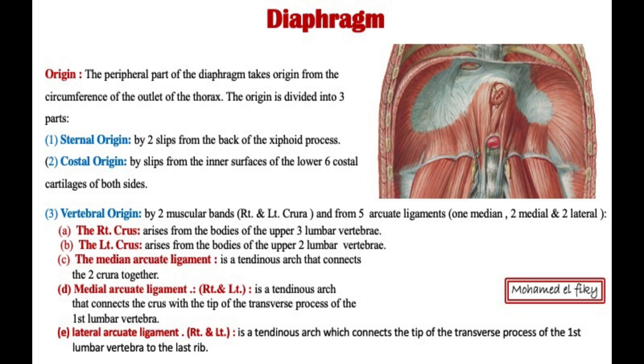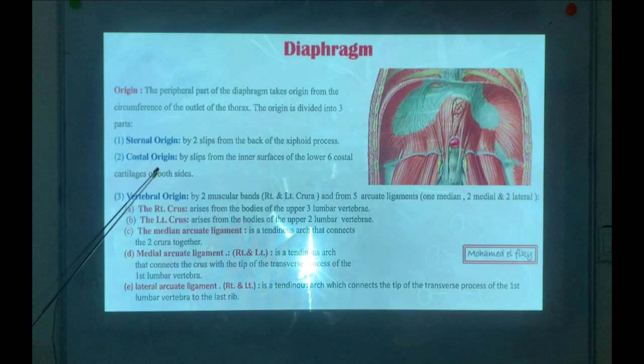Origin of the diaphragm: sternal origin, costal origin, and vertebral origin. Vertebral origin comprises the two crura and three arcuate ligaments: one median, and two medial, right and left, and two lateral, right and left.